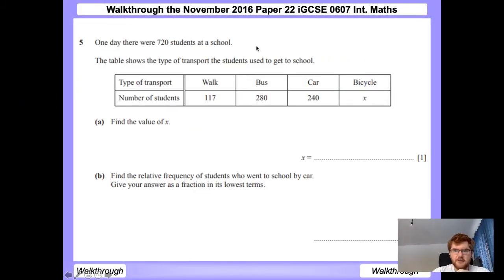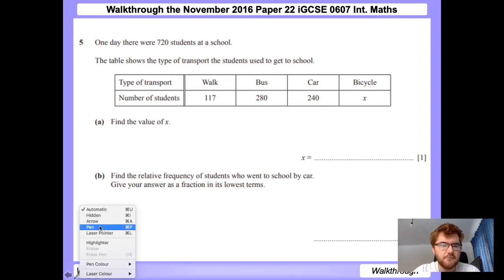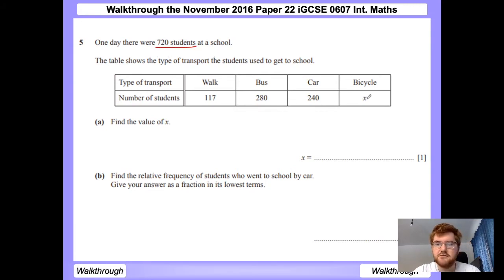Right, carrying on, got some relative frequency. So one day there were 720 students at a school. The table shows the type of transport they use. So we have this table where we do not know what x is and we have to find it out. Well, we know the total students is 720. So if we add all these up together, they need to make 720.